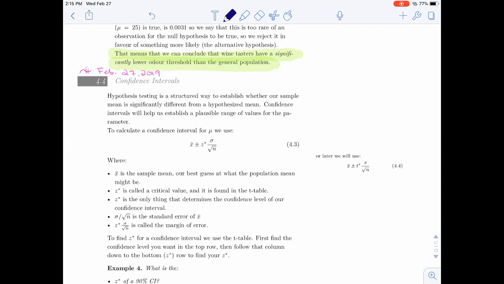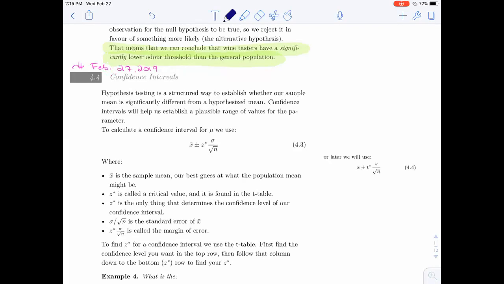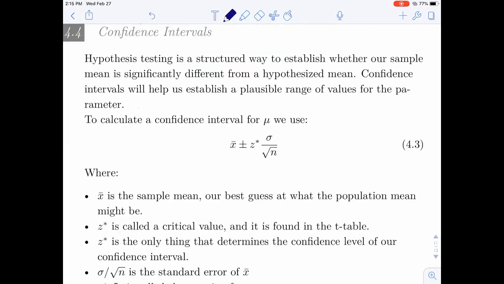Let's talk about what's in this formula, because everything looks familiar. X bar is the sample mean. The only thing we haven't seen before is the Z star, but we did see it briefly in the t-table.